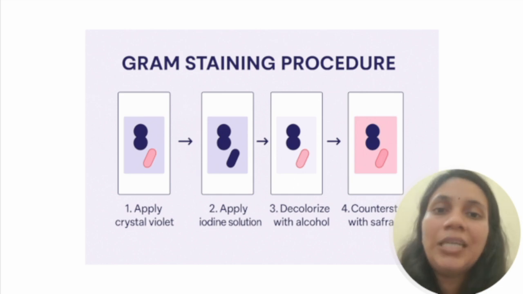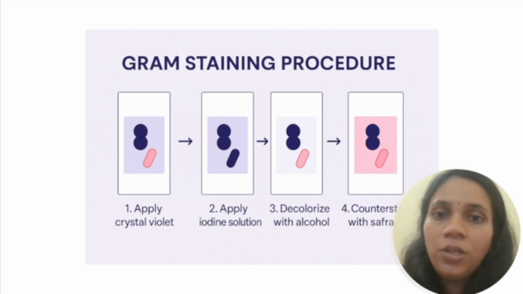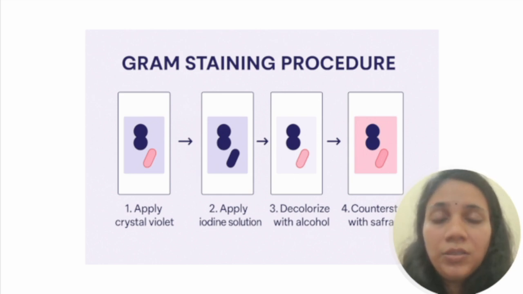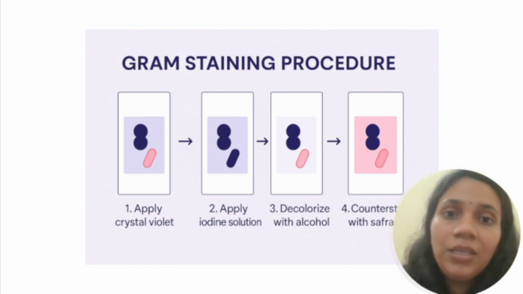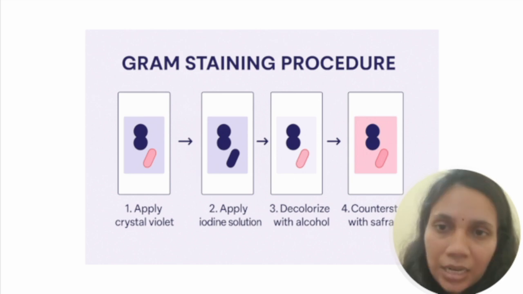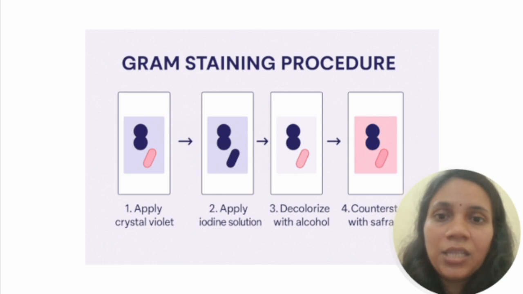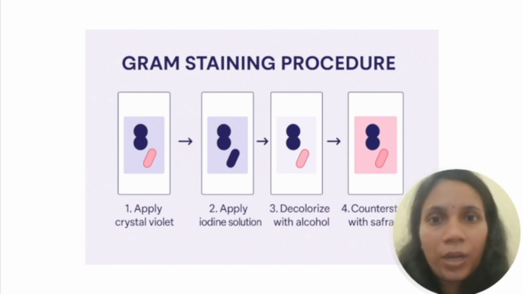Make a habit of cleaning it with alcohol and make a nice smear with the nichrome loop. Make a nice smear which is thin and evenly distributed. Allow it to air dry and heat fix it. Once this is done, flood it with crystal violet.